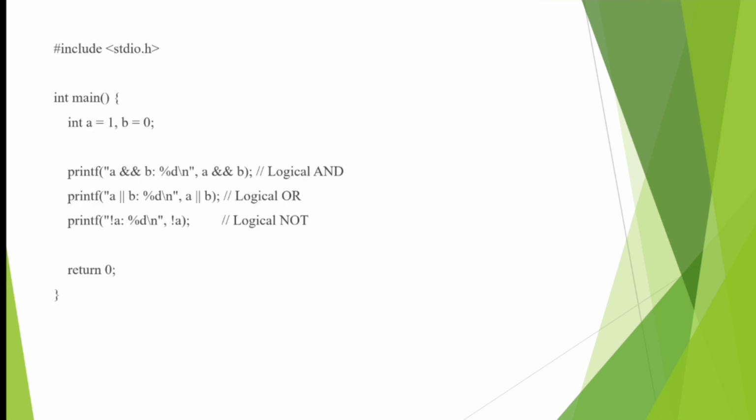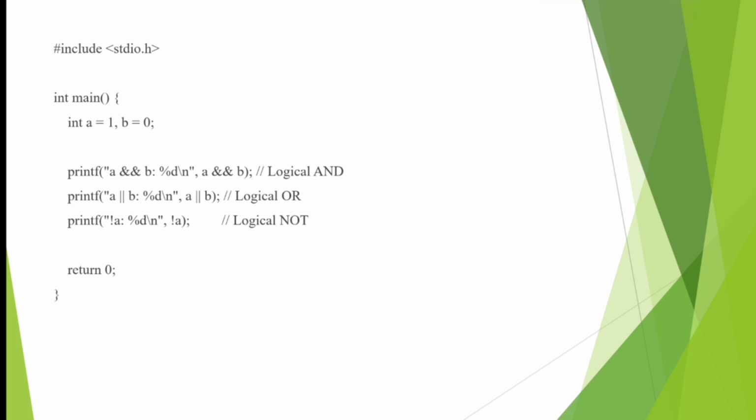Here is an example program. Here we are declaring variables called a and b and assigning a equal to 1 and b equal to 0. So in the first printf we are checking a and b. Here we are using logical and, so it will return true only if both the values are true. If one of the values is false, then it will return false.